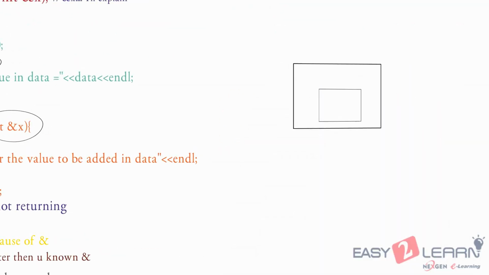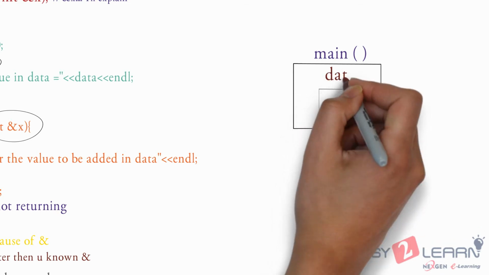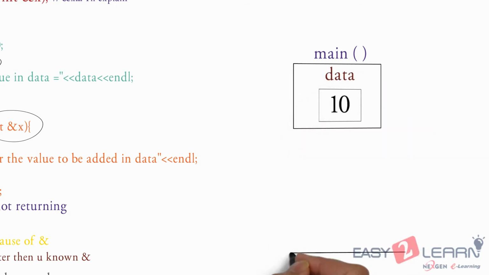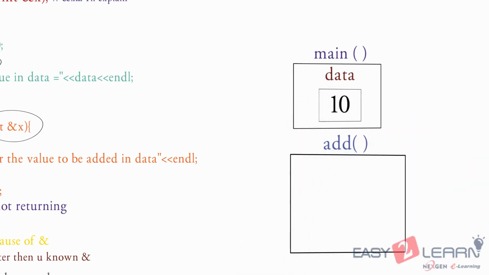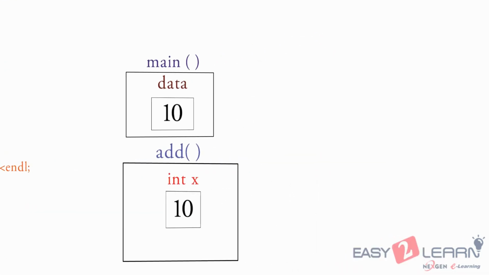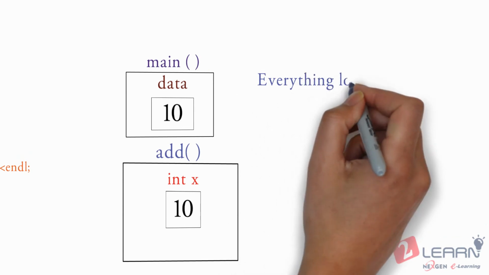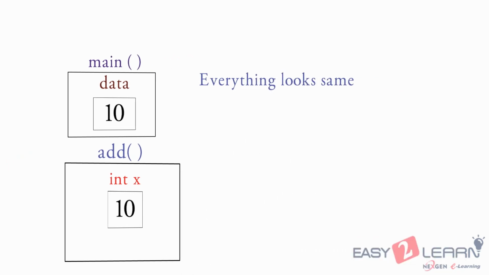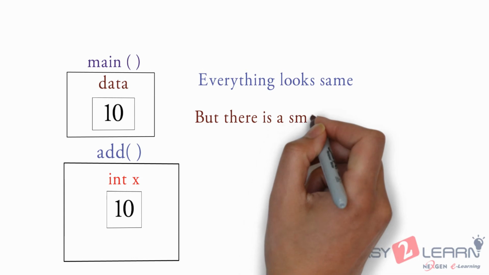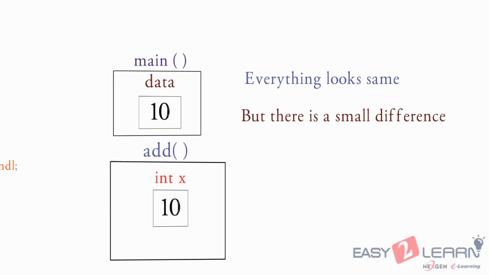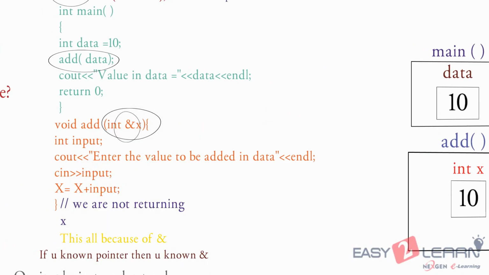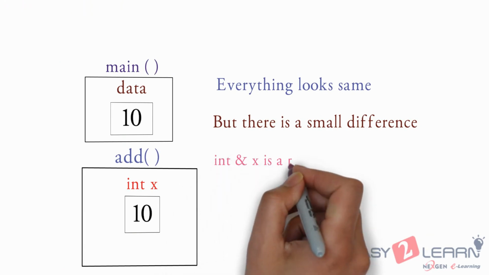Now let us come to the main function, in which we have a data variable whose value is 10, and in the called function we have an integer x whose value is also 10. So it looks similar to the earlier program, almost the same, but there are some differences. Let us look at the differences here.